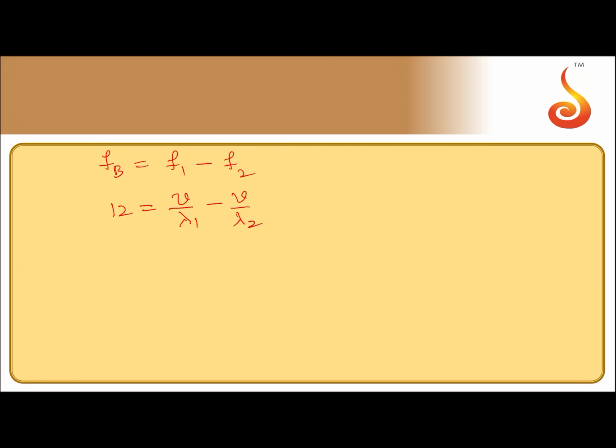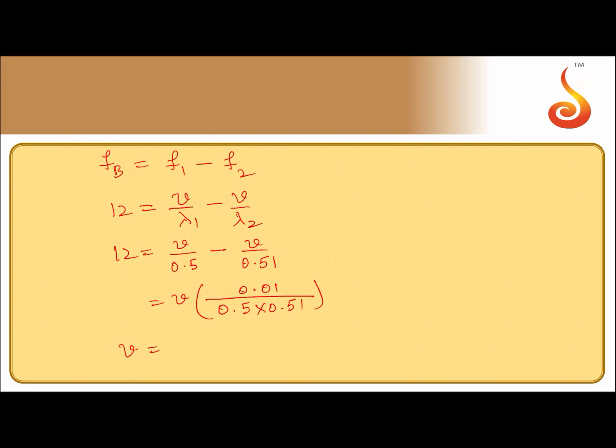One is 50 centimeter, the other is 51 centimeter. So this is going to be 12. So 12 is equal to V by 0.5, expressed in meters, minus V by 0.51. It was given in centimeter, I have expressed it in meters. So I can take V common, so 0.5 into 0.51, the numerator will be 0.01. So V is equal to 12 into 0.5 into 0.51 divided by 0.01.